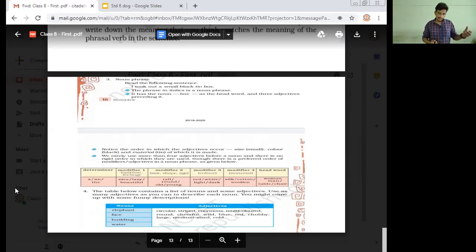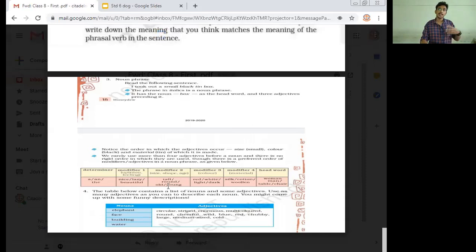Okay, so related to that activity also, we have another homework for you. Number 4 is a homework to you. On page number 19, there is a table there, nouns and adjectives. Number 4 is actually given there, and it is a homework to you in which you can see nouns and adjectives, and what you have to do is this: use as many adjectives as you can to describe each noun. Okay, you can see, right? Use as many adjectives to describe each noun.